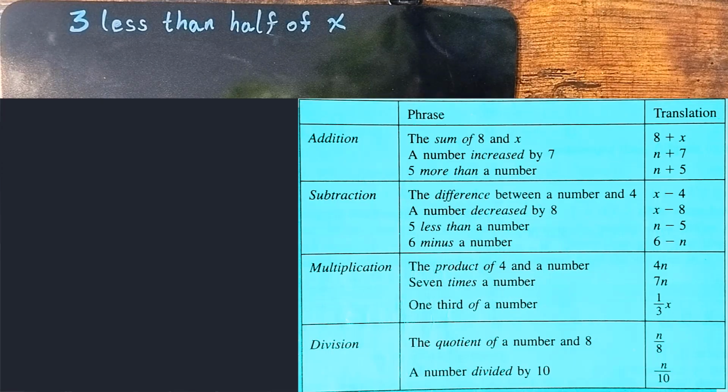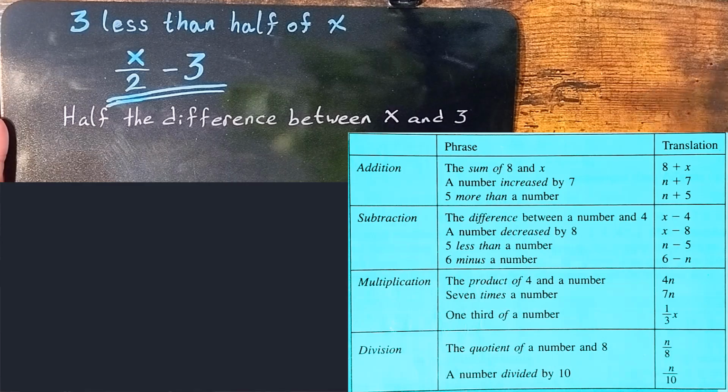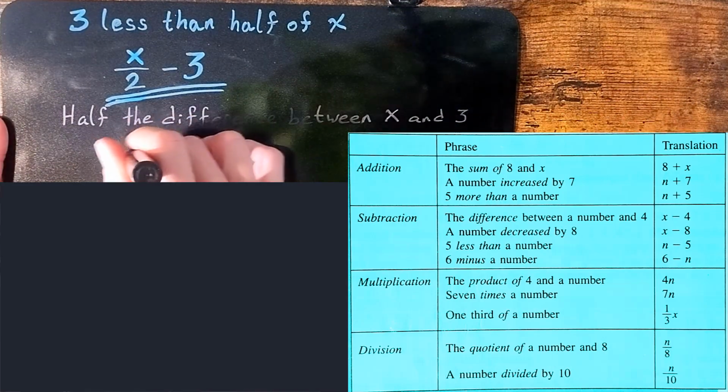For example, 3 less than half of x is written as half of x minus 3. Half the difference between x and 3 is written as the difference between x and 3, and then half of that.